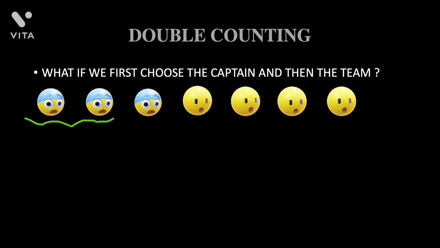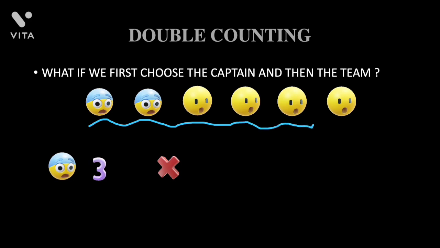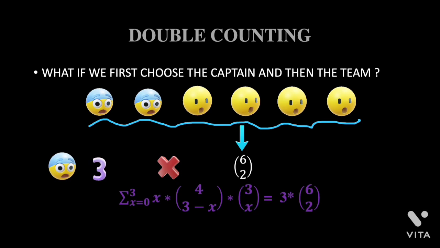Now in our case, we have 3 possible choices for the captain. So a captain can be chosen in 3 ways, and out of the remaining 6 students, we have to pick 2 team members without any constraints. So it can be done in 6 choose 2 ways. So that's it. The answer to this seemingly complicated polynomial series is 3 times 6 choose 2.